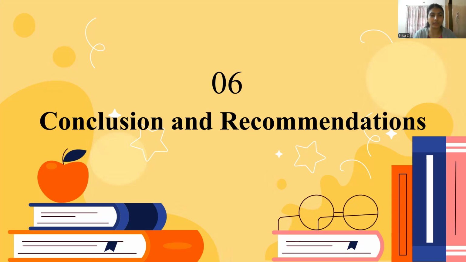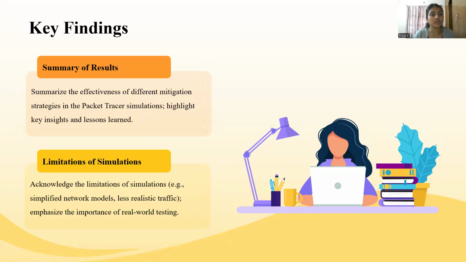We have seen the practical application in which the DDoS attack has been limited within the connected devices, tracking which is the legitimate device and which is the attacker device inside the server. So let us move on to the conclusion and recommendation parts. In the conclusion, we find the key findings of the result. The summary of the result summarizes the effectiveness of the different mitigation strategies in the Packet Tracer simulation and highlights the key insights and lessons learned.